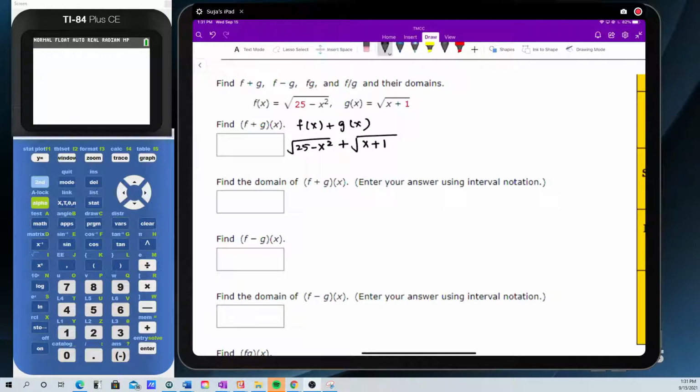Now this is it. I cannot do any further simplification. One reason being there's a parentheses across this. So even if I write it as 5 minus x times 5 plus x, I'm still not able to pull anything outside the radical. And there is no rule that will let me put them under the same radical too. So I cannot do any further, and therefore that is the answer: square root of 25 minus x squared plus square root of x plus 1.